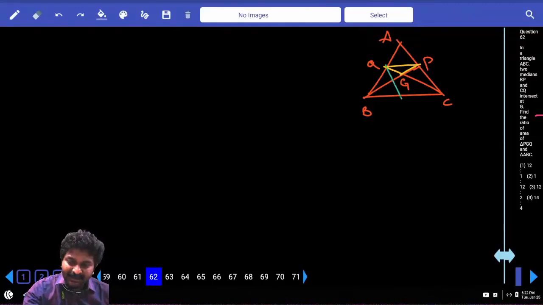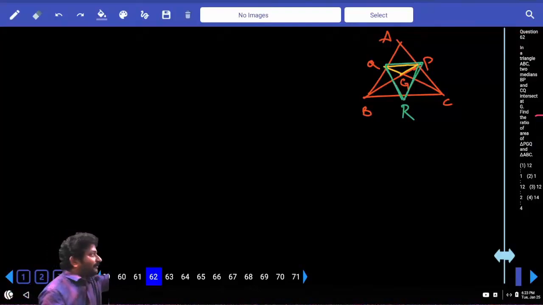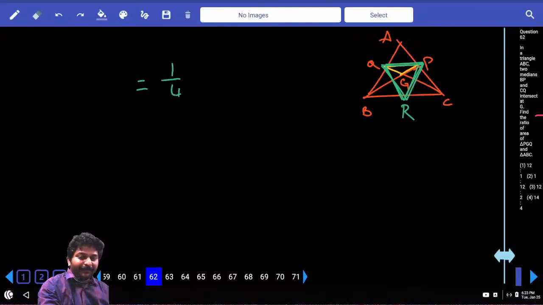In this triangle, now I would like to concentrate. I'll take this as R. Midpoints. PQR are midpoints for the sides AB, BC, AC. So now let's consider this triangle PQR. Out of that, we need to calculate area of PGQ. Correct? So PQR area is equal to 1/4 of ABC triangle area. Yes or no?